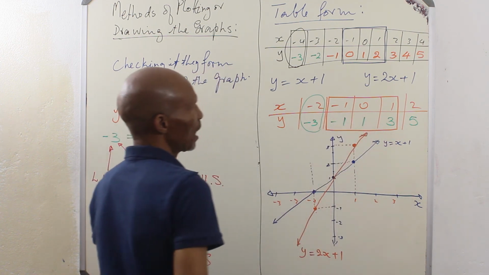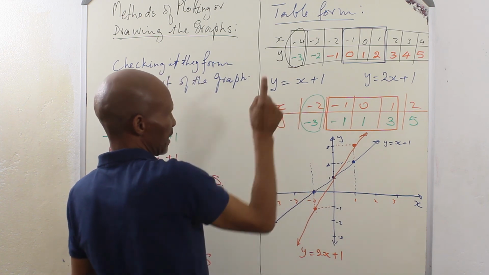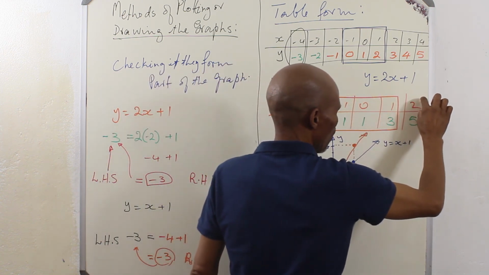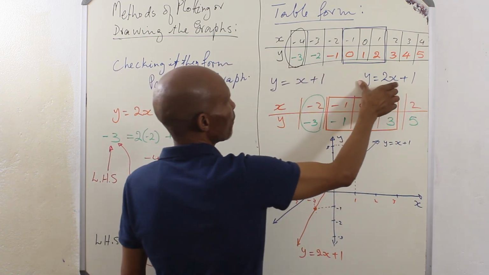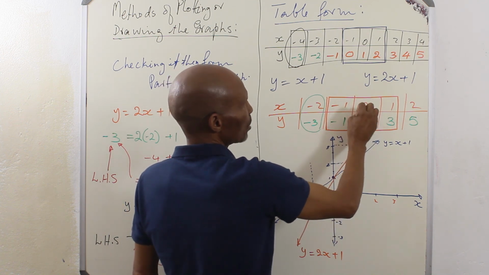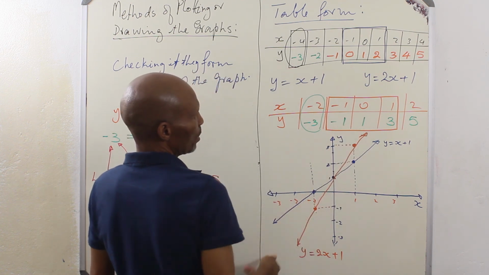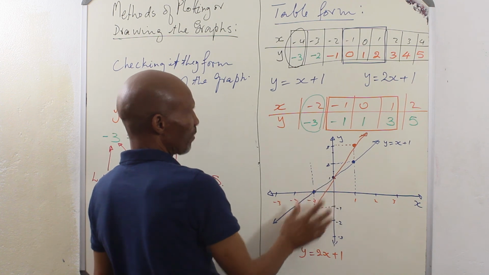Same thing, table form: you draw a table of x versus y, you give values for x, you use the values for x in a function to process the values of y, you pick 2 or 3 points into a plane, you join them using a ruler, then you have drawn your graph.